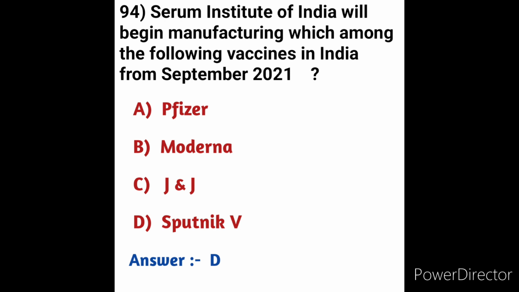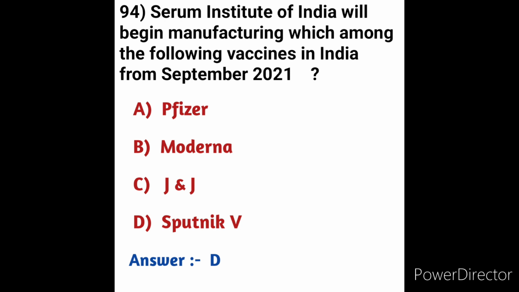Sputnik V vaccine is used to treat COVID-19. So, the vaccine is used for COVID-19. Option D is the correct answer. The Sputnik V aims to protect against COVID-19. So, here option D is the correct answer.